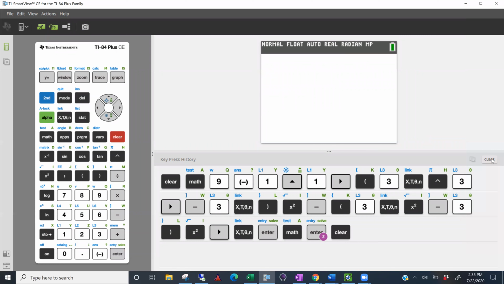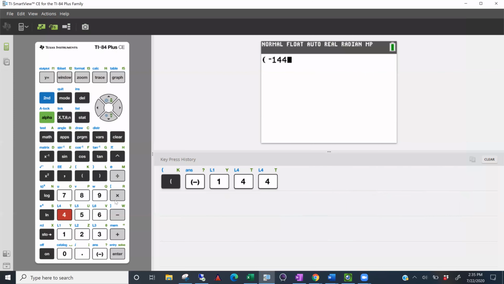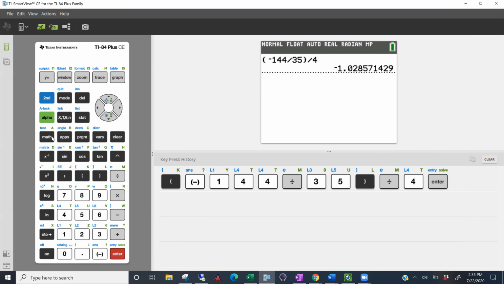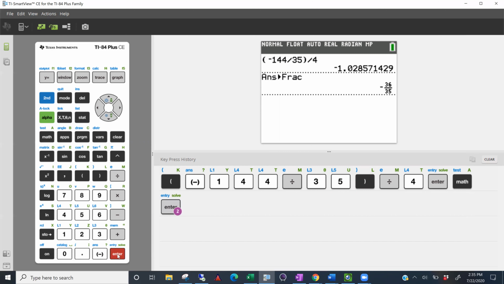Let me just clear this out. An easy way to do that would be with parentheses, and I don't even think you need to type in the negative if you don't want to. Left parenthesis, -144 divided by 35, right parenthesis, divided by 4. And you're like, oh, God, I don't know, what's that? Well, hit the math key. Press enter twice. So negative 36 over 35.